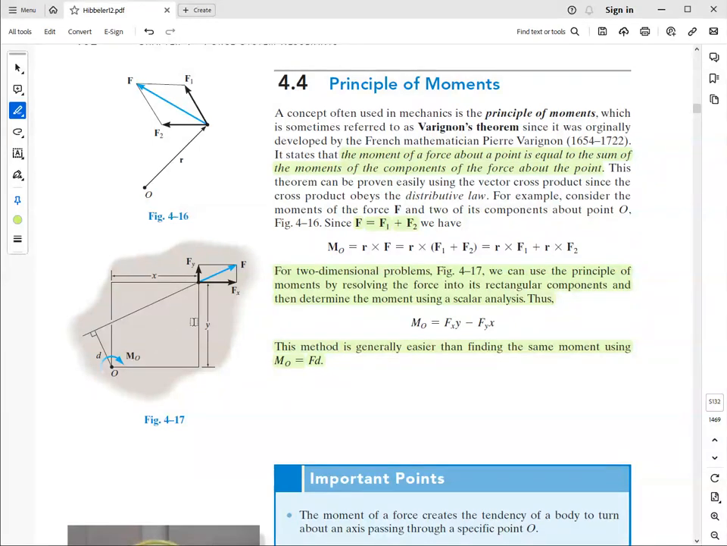And in some cases it may be easier to find the arm. So instead of looking for the arm of the initial force, the arm of the x-axis component would just be this distance y, and the arm of the Fy component will be this distance x. And again, there are 90-degree angles between the arm and the force, and oftentimes it's easier to work with this approach.